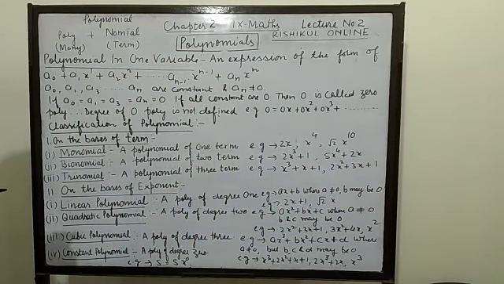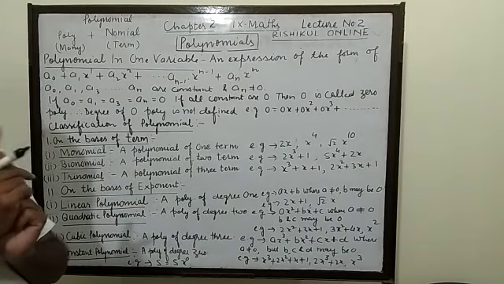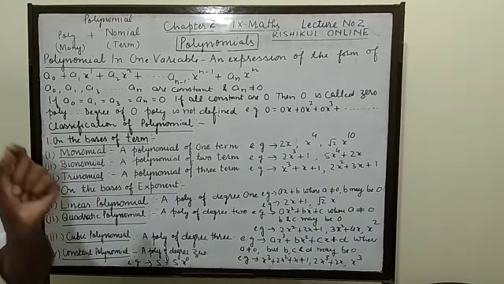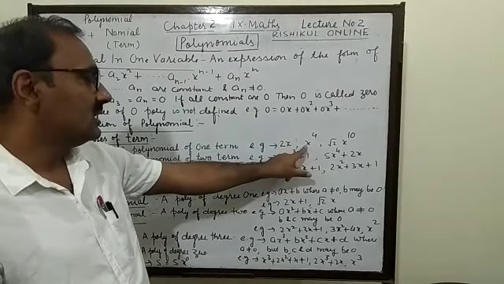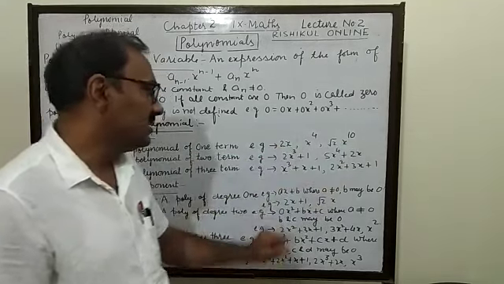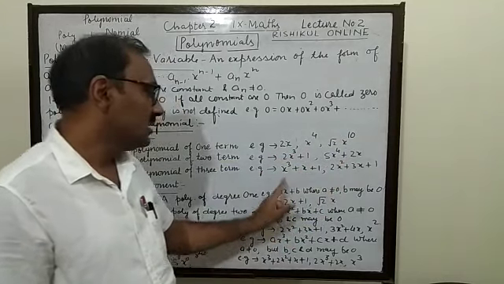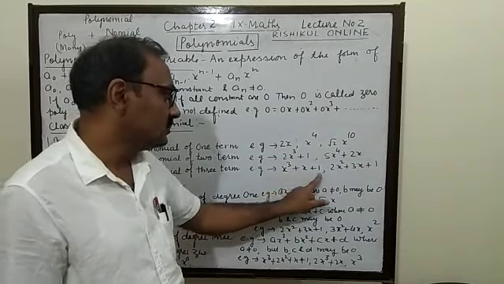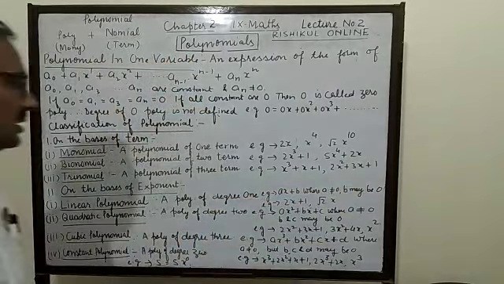Exponent means power. Clear? Linear polynomial, a polynomial of degree 1. What is degree? The highest power of the variable is called the degree of the polynomial. What is the degree of this polynomial? That is 4, that is 10. Here the highest power is 3, so the degree of this polynomial is 3. The degree of this polynomial is 2 because the highest power is 2.